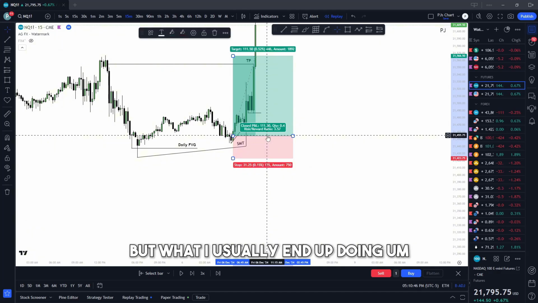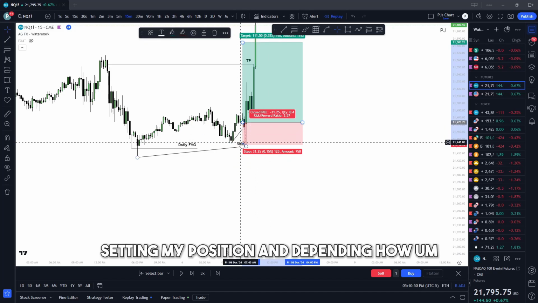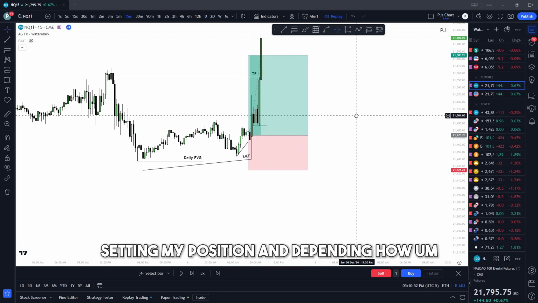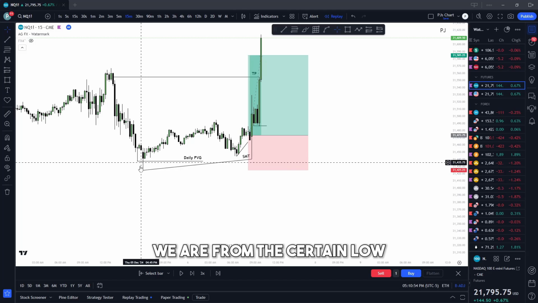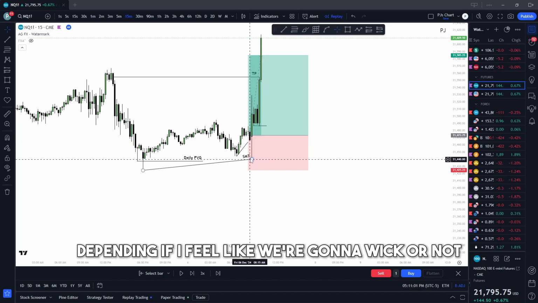But what I usually end up doing is right before news setting my position, and depending how far away we are from the certain low that I know is protected, I will risk a little bit less or risk a little bit more, depending if I feel like we're going to wick or not.